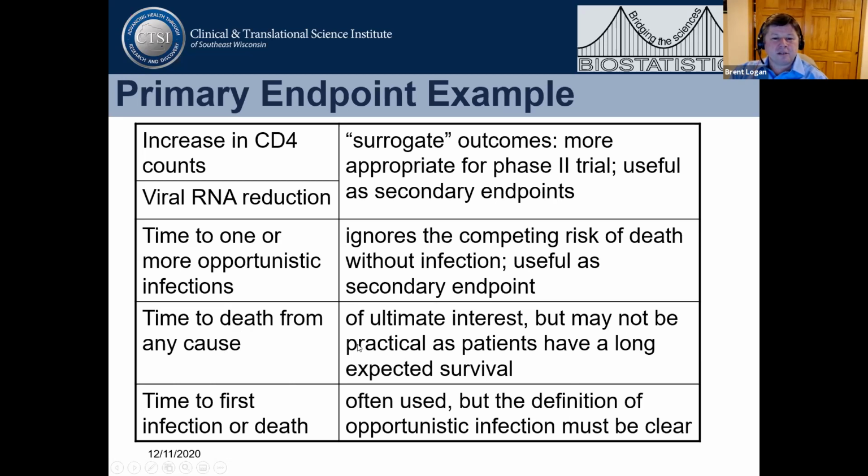Death from any cause may be of ultimate interest, but may not be practical, as patients can have a long expected survival, especially with a lot of the available treatments these days, that continues to get even better. So a time to first infection or death is a composite endpoint that can be useful. So here, you've got the opportunistic infection component, as well as the competing risk of death included both in the endpoint.